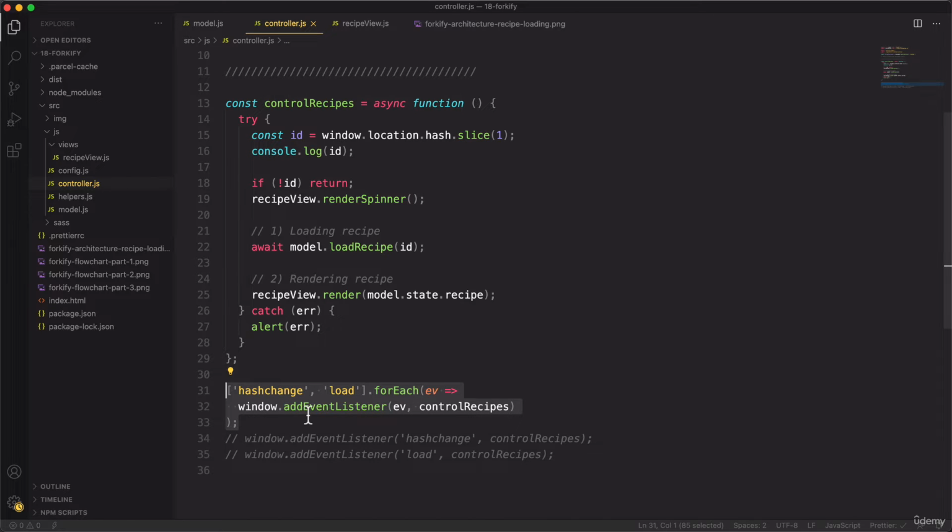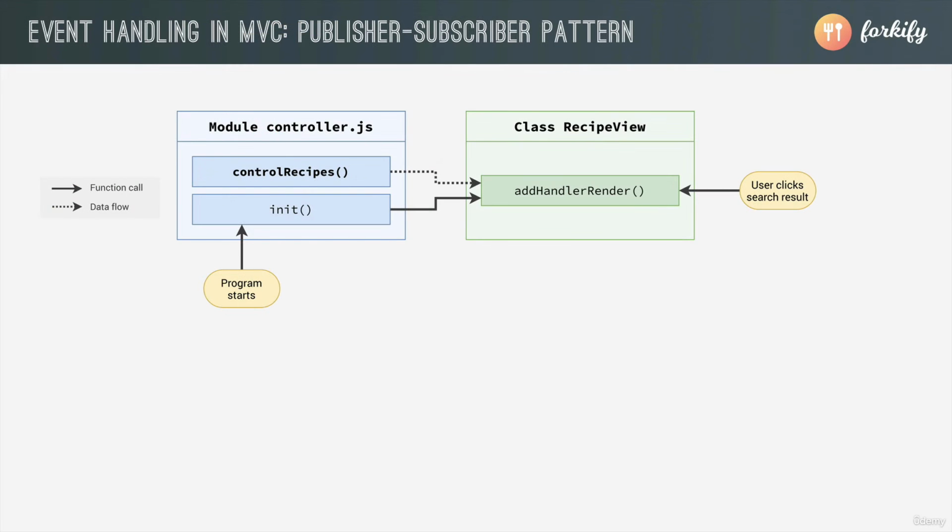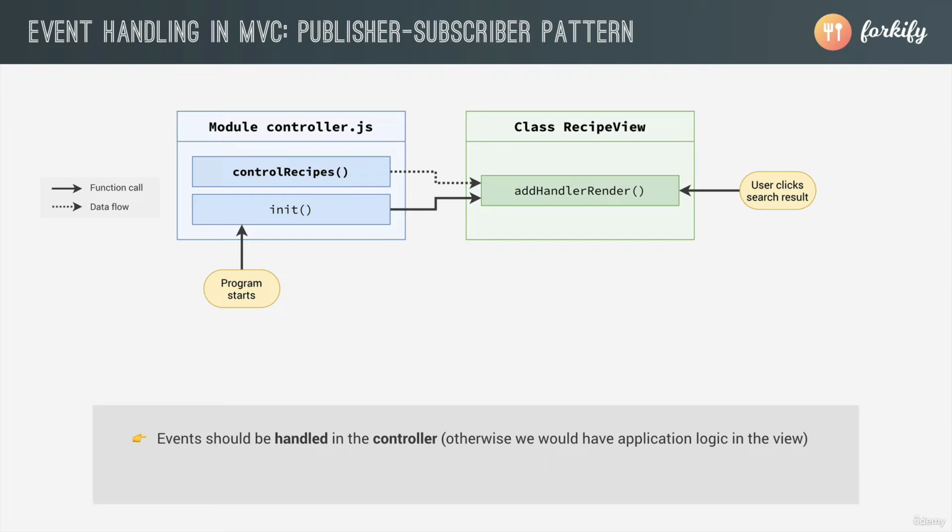We don't want this code to be here, so we want it to be in the view. But in this code, we need this controller function, which is here in this module. And of course, we don't want to put this function in the view. And so let's now think about how we could solve this problem. And recapping everything that I just said before, we can basically say that we want to handle events in the controller because otherwise we would have application logic in the view. And of course, we don't want that.